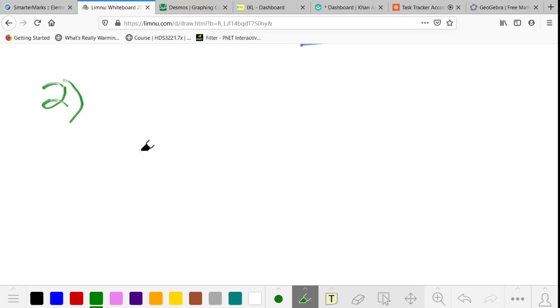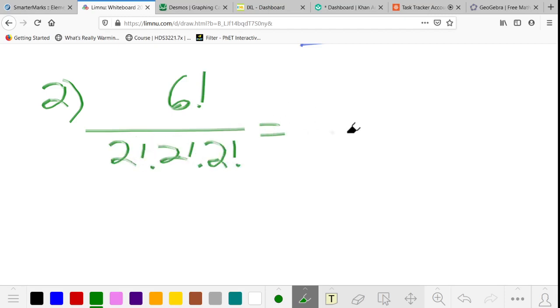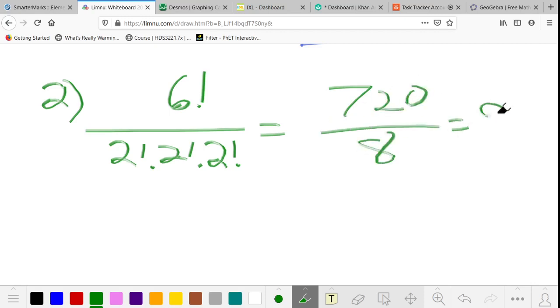Question 2. How many different signals can be made from 6 flags hung in a vertical line using 2 identical white, 2 identical red, and 2 identical blue? 6 factorial over 2 factorial, 2 factorial, 2 factorial is 720 over 8, and that's 90.